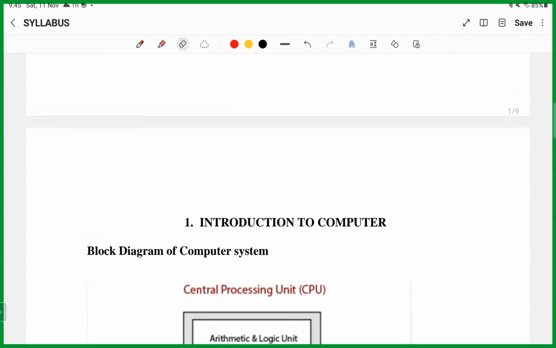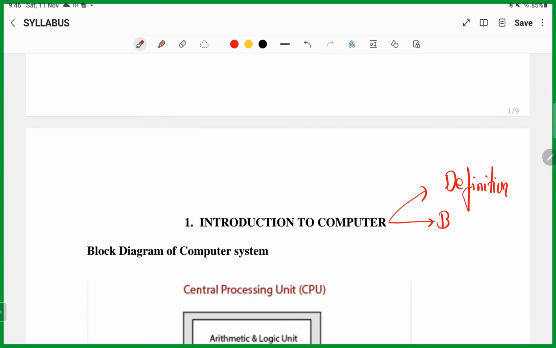Basically, in the Introduction to Computer chapter, we'll be studying 3 important things. The first one is definition. Definition as such they wouldn't ask, because this is not a descriptive paper, it is an objective paper. They used to ask before, like 5 to 10 years ago, but presently I don't think they can ask any definition. Even if they ask, you can generally write about it. It's not that big a task.